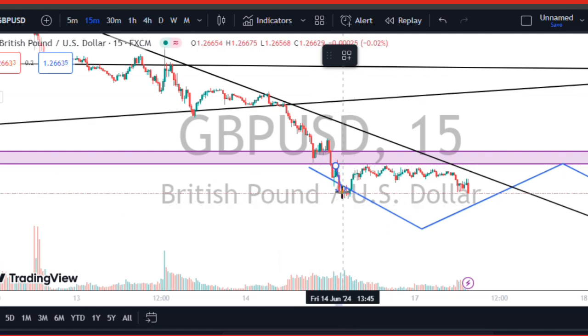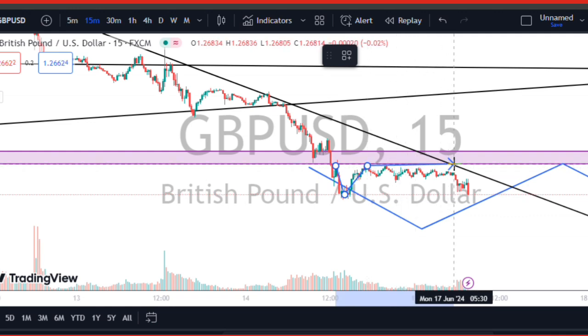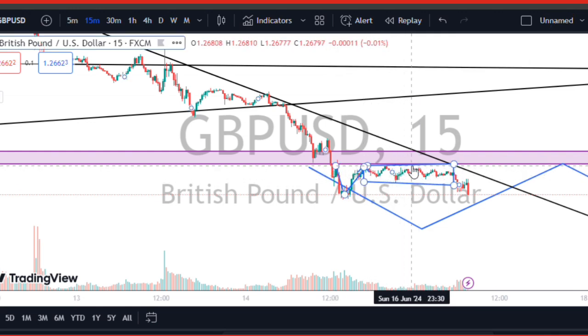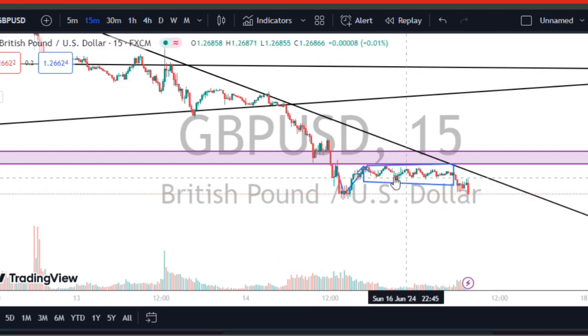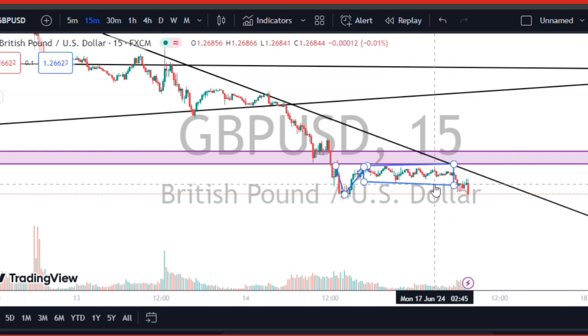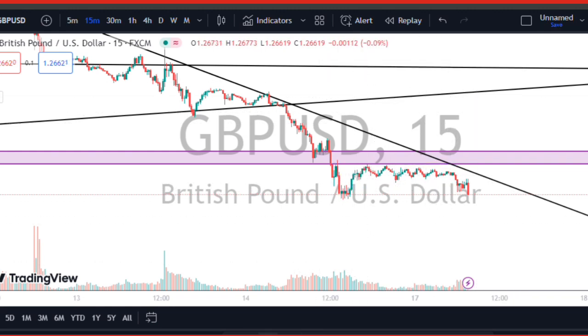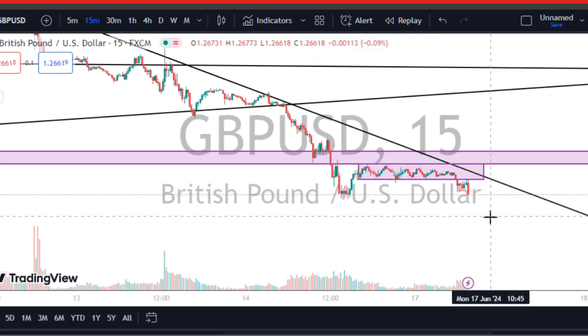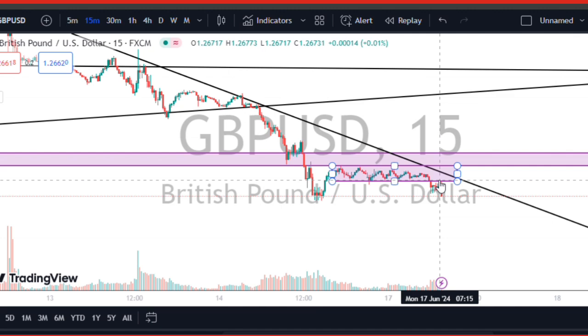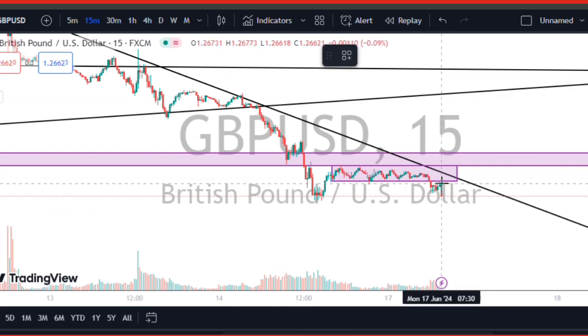break this support, come back and retest. Upon retest, the market formed a consolidation. As you can see, the market consolidated at this point and then broke the consolidation. It broke the consolidation, came and retested that consolidation. From here, I'm going for my short position.